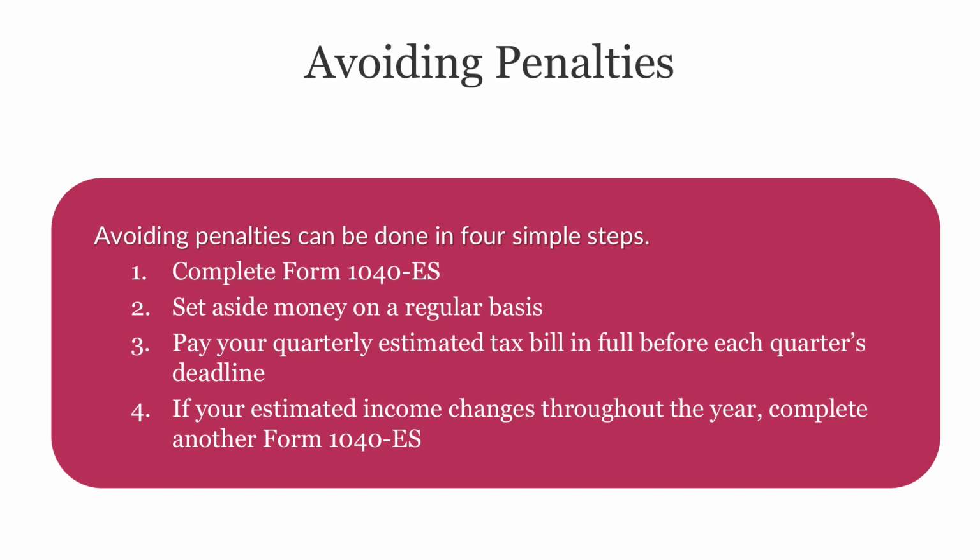Avoiding penalties can be done in 4 simple steps. Complete Form 1040-ES as accurately as possible to estimate your business income and self-employed estimated tax liability. Set aside money from your income on a regular basis, just like an employer withholds taxes from paychecks for W-2 employees. This withholding can happen at whatever frequency makes sense for your business: weekly, biweekly, monthly, or quarterly.